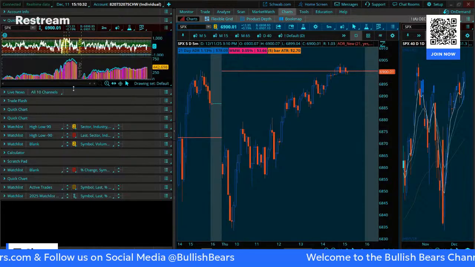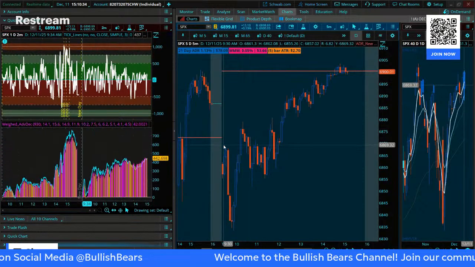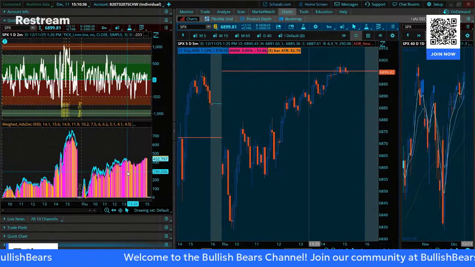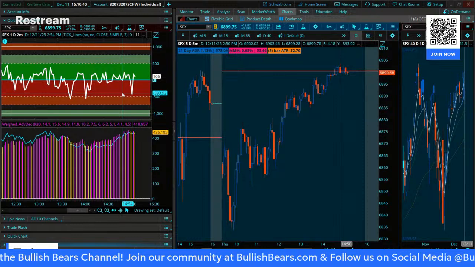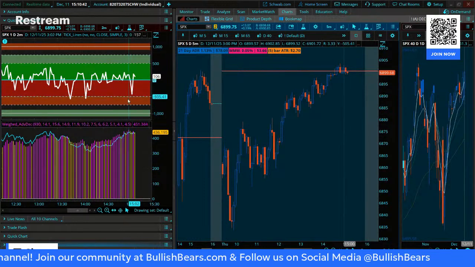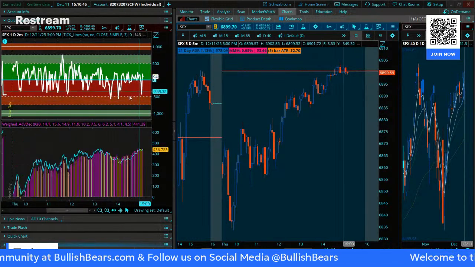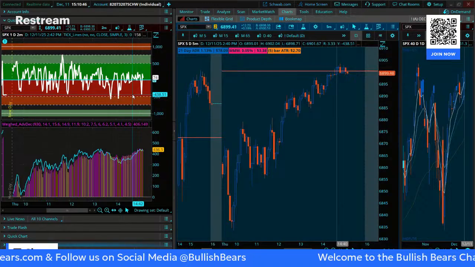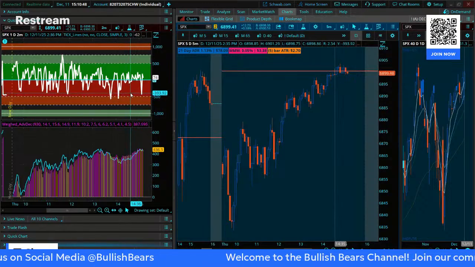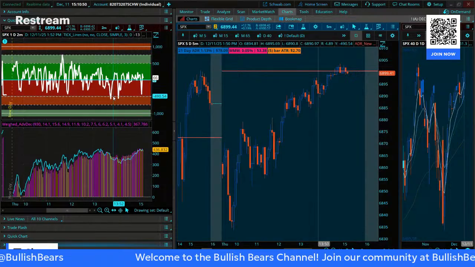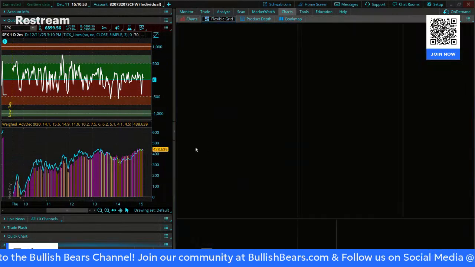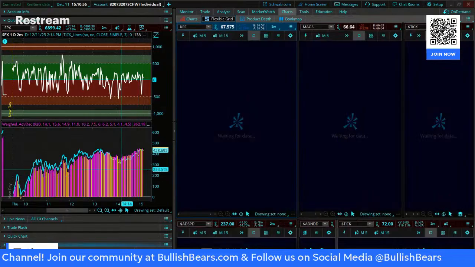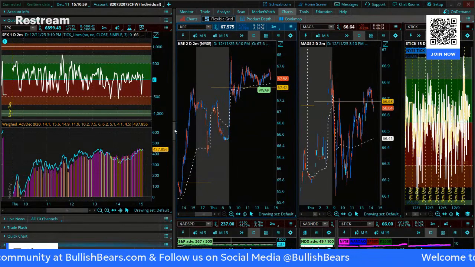Which, by the way, I think it's going to break down, but the AD says no, it's not. The ticks are getting weak, but the ticks haven't broken down yet. So this says it's possible we could break down, but it's not enough yet. The AD certainly says no, but AD is not a trigger, right?